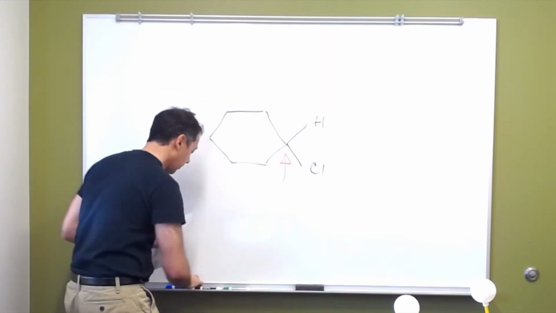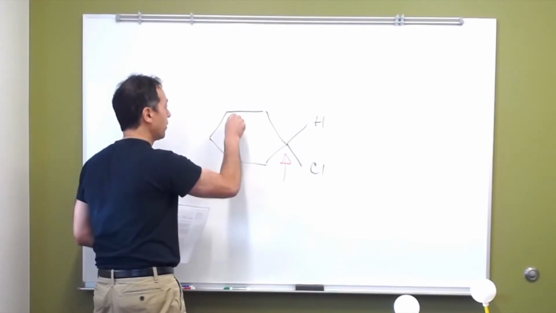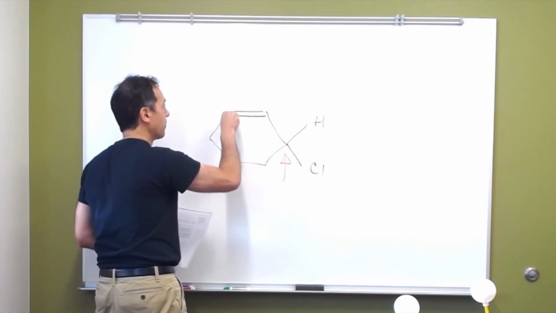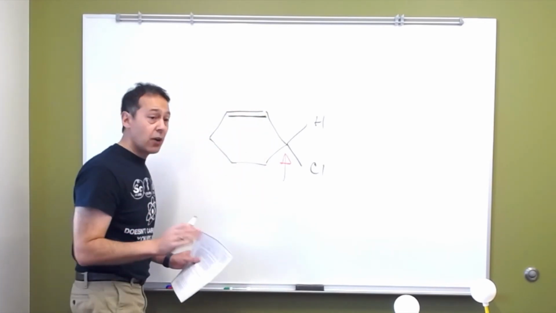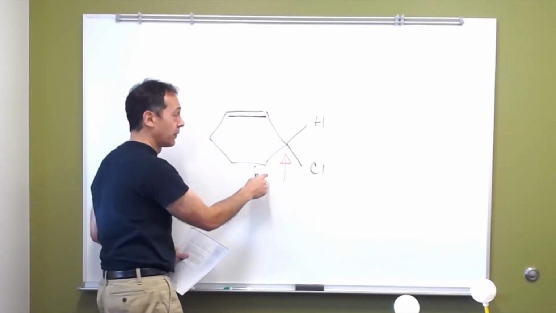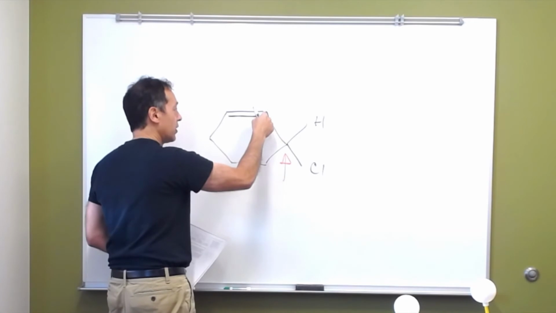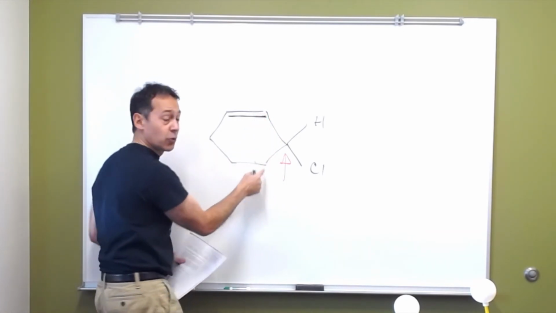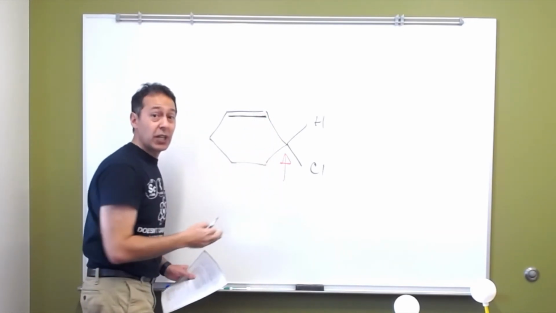But what if we made something a little bit different here? Like what if we put a double bond here, like this? Now, this carbon atom is different than this one. So as we go around this way, this carbon atom has a double bond attached, this one does not. And so then this does become a chiral center.